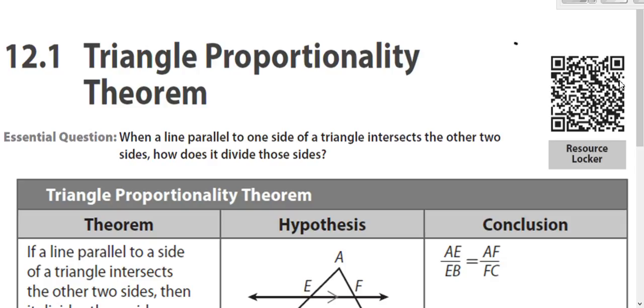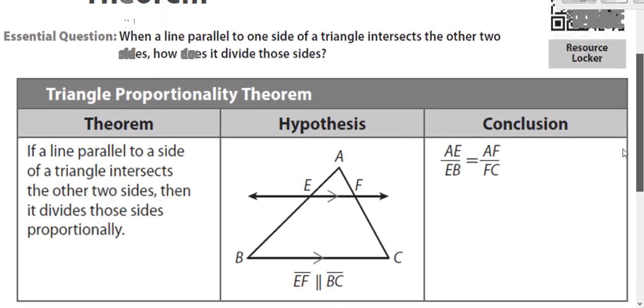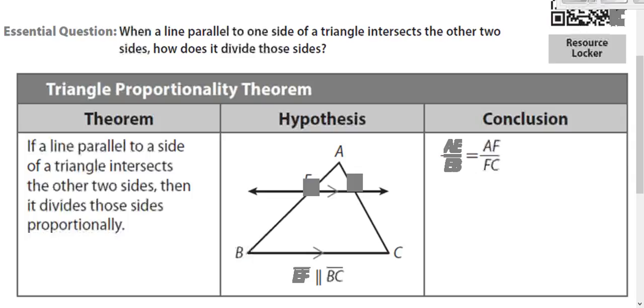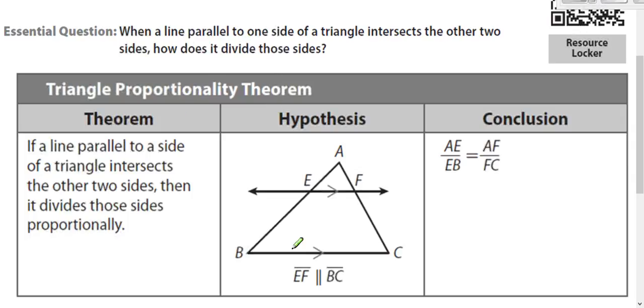We're going to look at some more ways of setting up proportions with triangles. So the triangle proportionality theorem just says that if you have a triangle and then another line going through it that's parallel to the base, then that line going through the middle divides it proportionally. So we don't have to do a small triangle over big triangle.